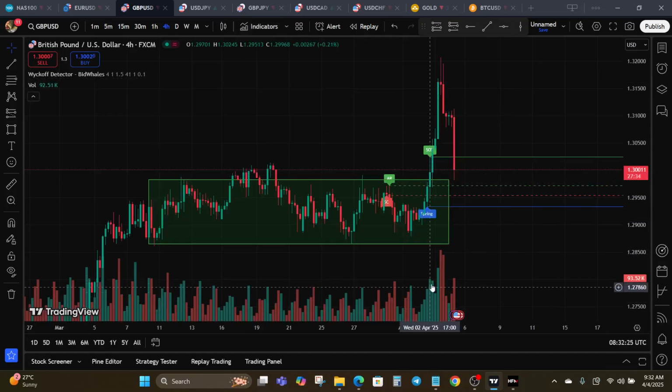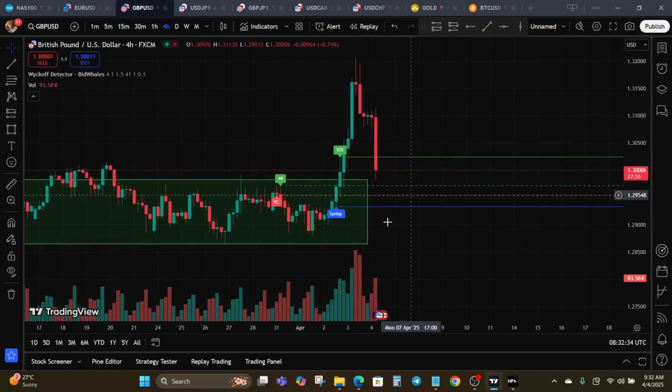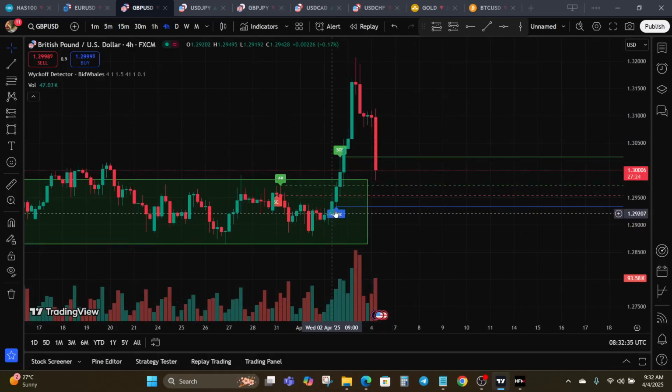You can see there was an increase in volume around here. So this is where the trend begins, and traders using the Wyckoff indicator can get some information. You can see this spring. This is a Wyckoff detector, and then you can see that there was a sign to get into a buy trade around here.